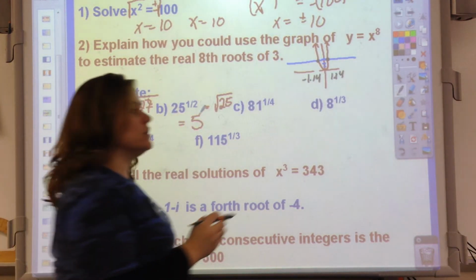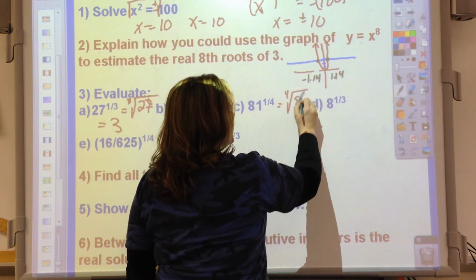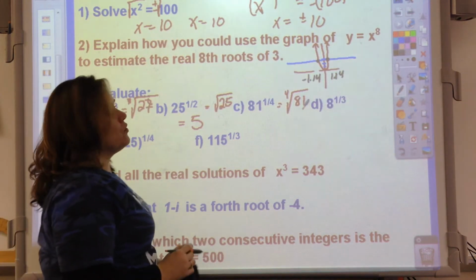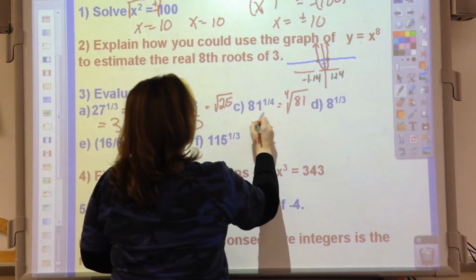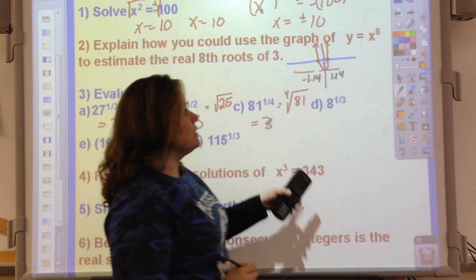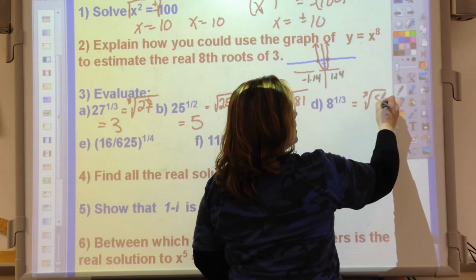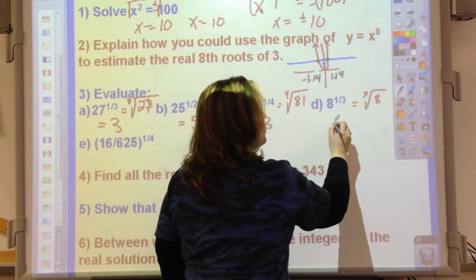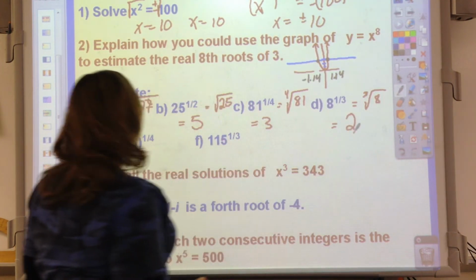How about 81 to the 1/4? It's the same thing as the 4th root of 81. These notations mean exactly the same thing. And what multiplied by itself 4 times gives us 81? 3. How about 8 to the 1/3? Hopefully by this point you would agree it's the cube root of 8. It doesn't matter which notation we use. What multiplied by itself 3 times to give us 8 is 2.